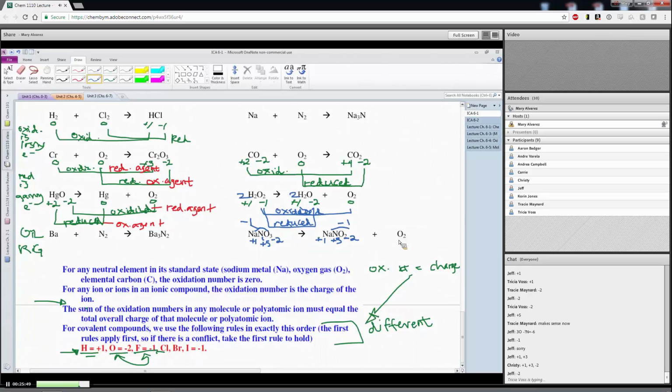All right, and then on the far right, what is the oxidation number on this oxygen atom? 0. Perfect. Okay, now you guys look at those and you tell me what changed.